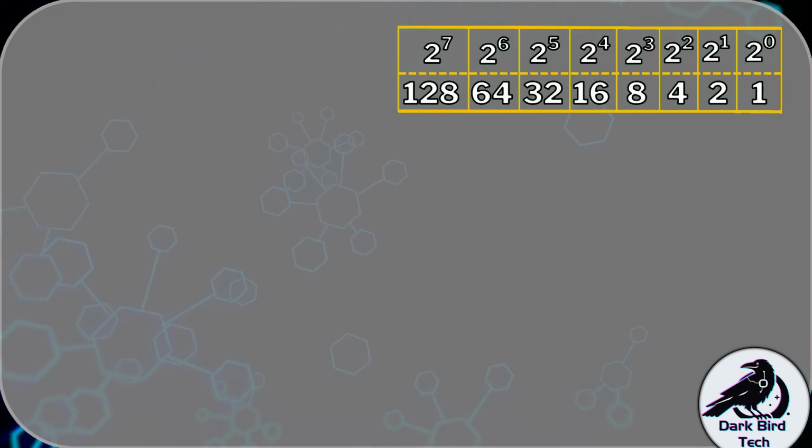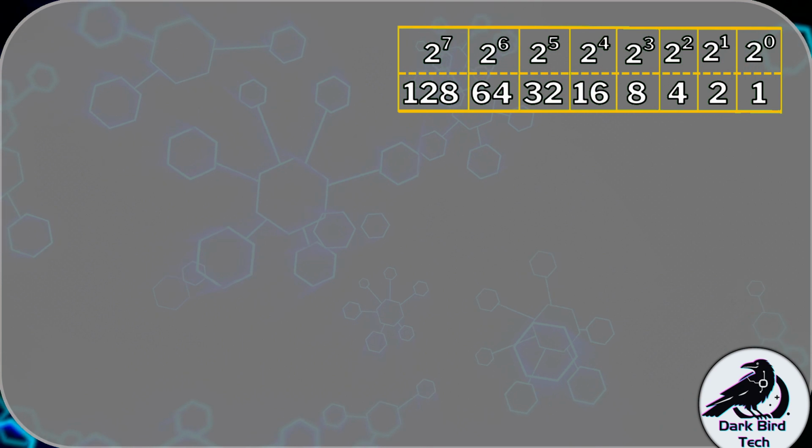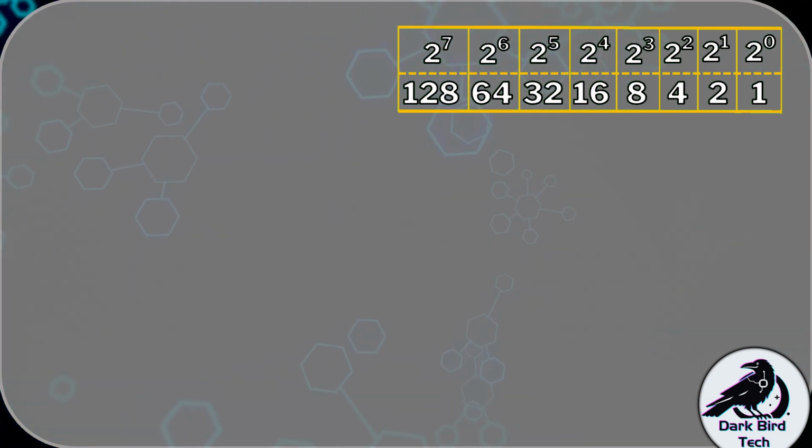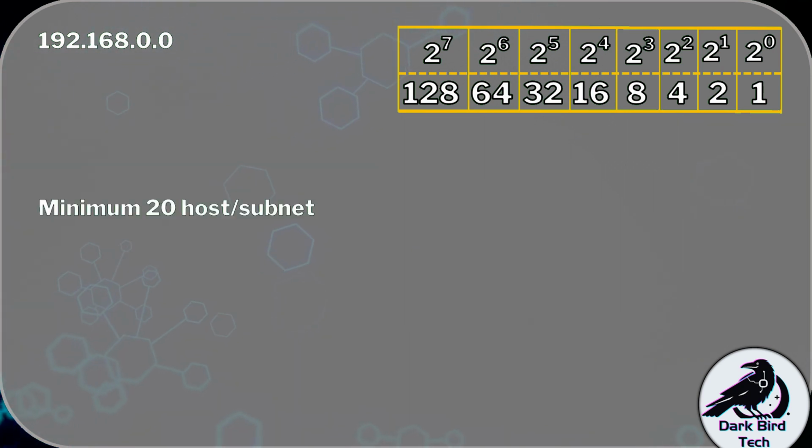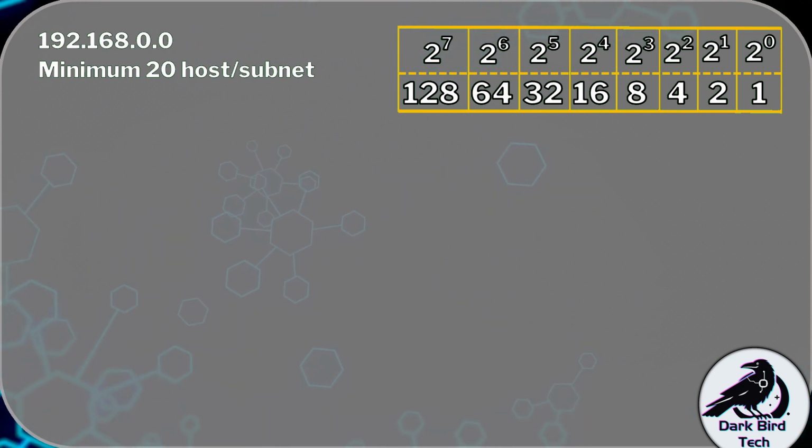of the next thing. All right, so let's take an IP address, or a network address if I want to be more technically correct, like 192.168.0.0. And let's set a goal for ourselves. Let's say we're trying to achieve a minimum of 20 hosts per subnet. Sounds like an interesting goal.